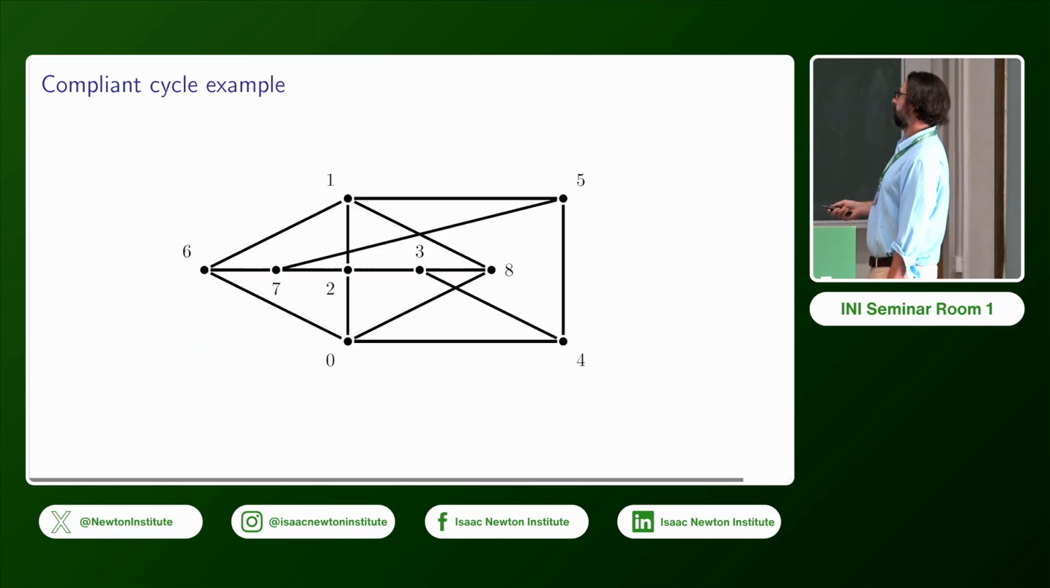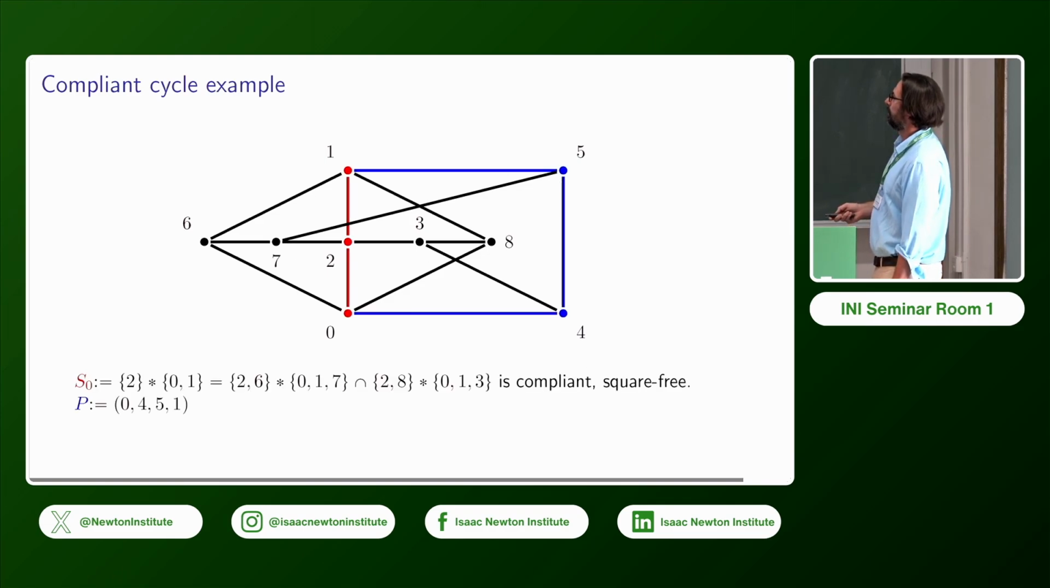Okay, so here's an example. So here's a graph. The S0 is going to be this segment of length 2. That's square free. It's compliant because this is a maximal join, 26017. So that's like this half of the diagram. That's a K23, that's a maximal thick join. And 28013, that's like this part of the diagram. That's another maximal thick join. And S0 is their intersection. And intersection is a special case of projection. So this is one of our compliant sets.